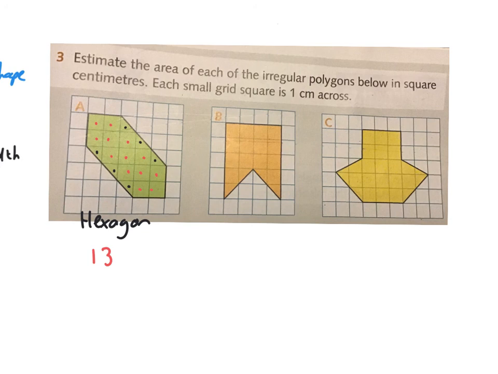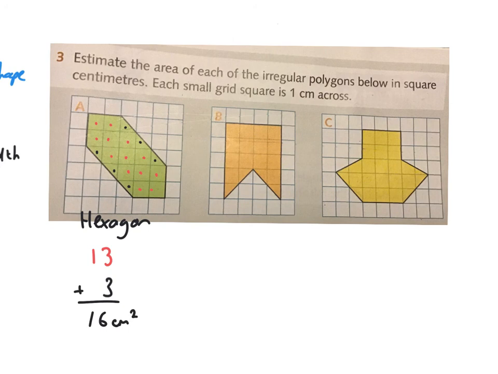6 halves, 6 divided by 2 gives me 3 whole squares. So my hexagon is 13 whole squares plus 6 halves, which makes 3 other whole squares. So the total is 16 centimetres squared.